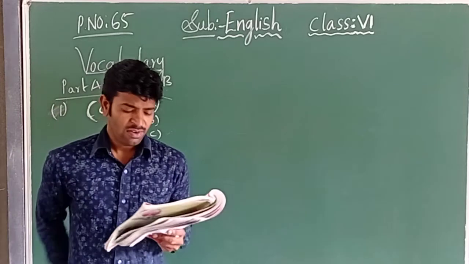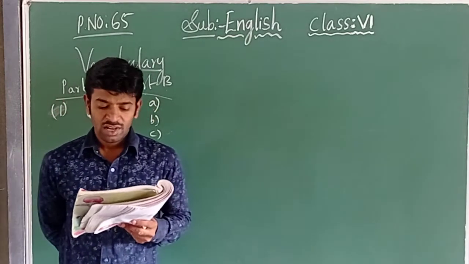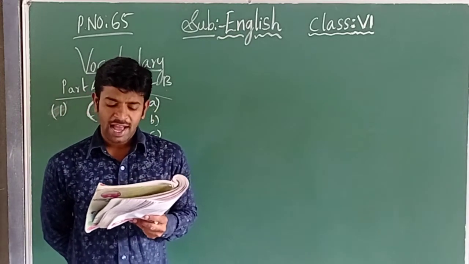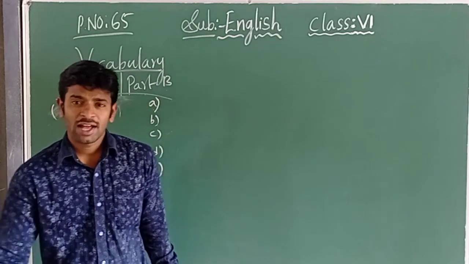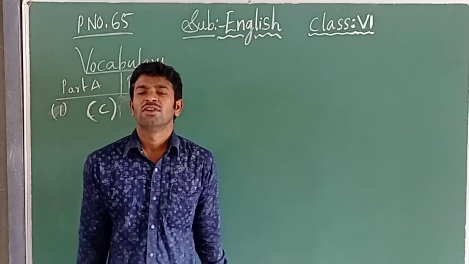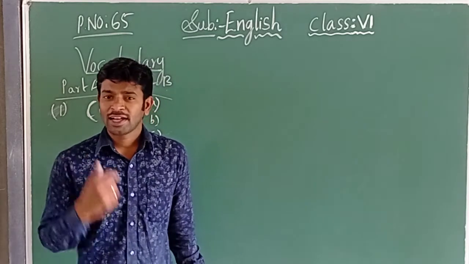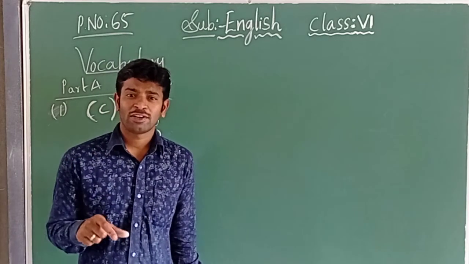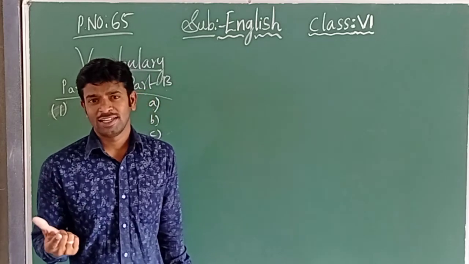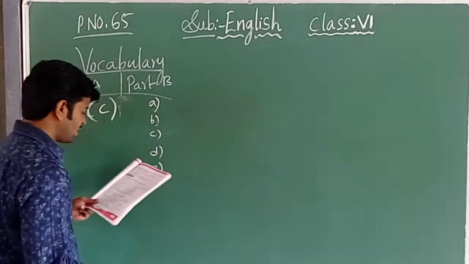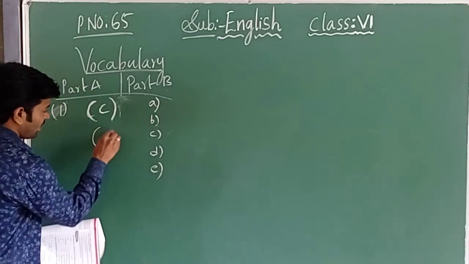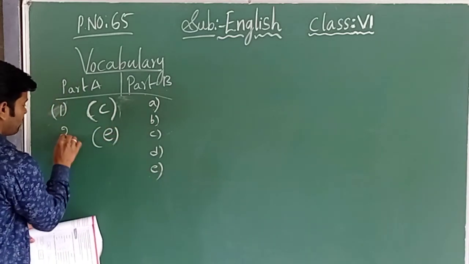Come on now, children, let us see here. The second one is carbon dioxide. For what is carbon dioxide useful? Carbon dioxide is useful for the trees. They take the carbon dioxide along with water and give out oxygen. Yes or no, children? Now what is the correct answer? In the bracket you should write E. Okay, the second one is E.